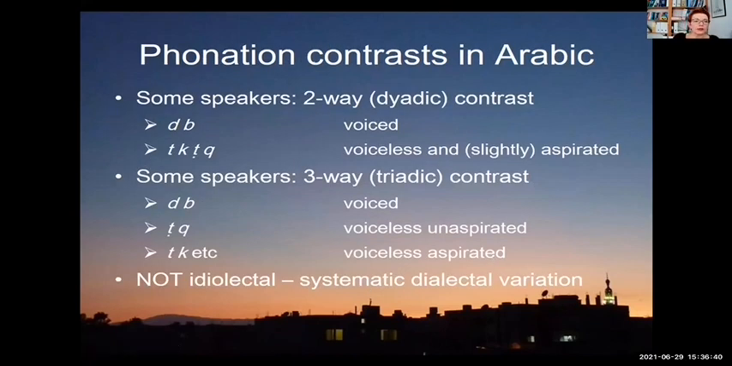So we find that in Arabic, some speakers have a 2-way or what I call a dyadic contrast between voiced obstruents and between voiceless and slightly aspirated obstruents. But what's interesting is that this is not across Arabic, because actually some speakers of Arabic have a three-way contrast between voiced, between voiceless unaspirated, and between voiceless aspirated. Okay, so a b, p, and t type of system. But what's very interesting is that this is not just random speakers, but it's due to systematic dialect variation. And so in a nutshell, it's because you can divide Arabic dialects into two groups, so those with a dyadic phonation contrast and those with a triadic phonation contrast.